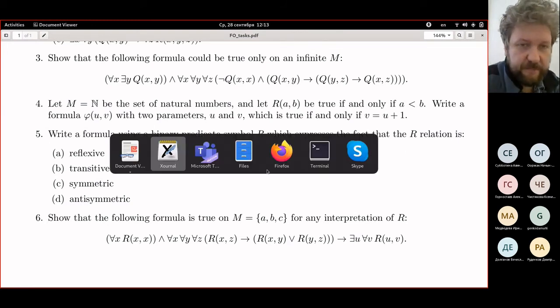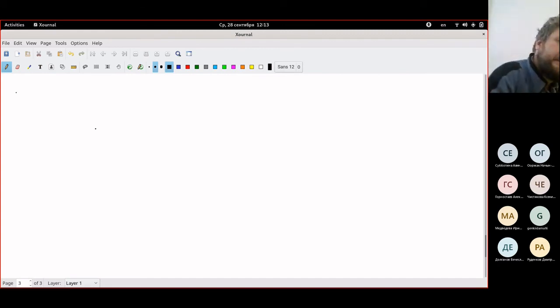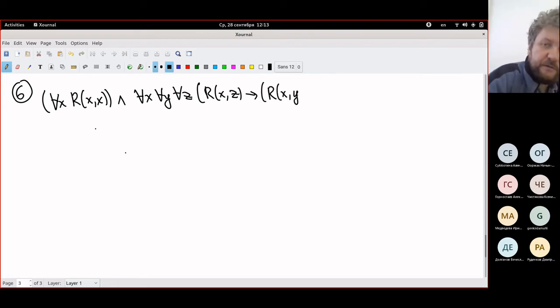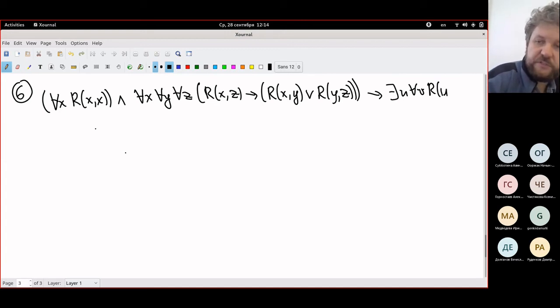Okay, I will rewrite it in my journal here also. So problem number six. We have the following formula. For all x, R(x,x), so it is reflexive. And for all x, for all y, for all z, if R(x,z), then R(x,y) or R(y,z). Then these two imply that there exists u such that for all v, R(u,v). So there is a point which sees all other points.